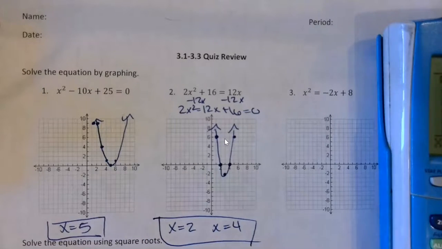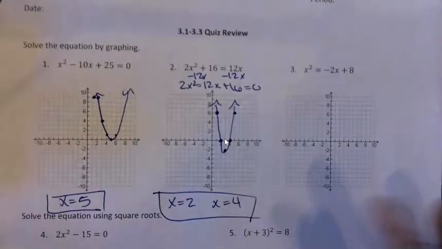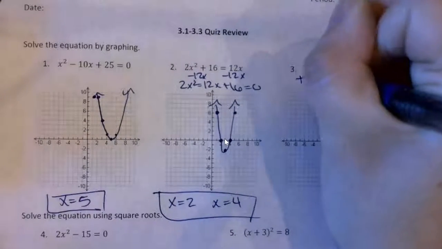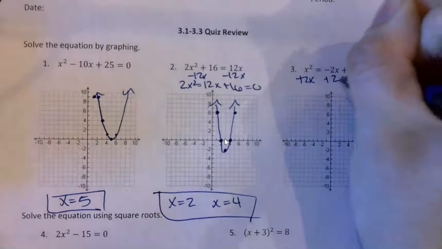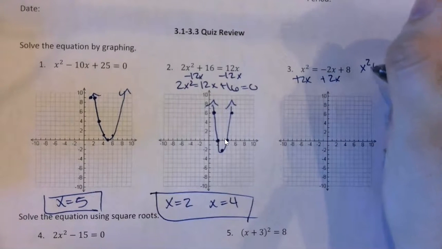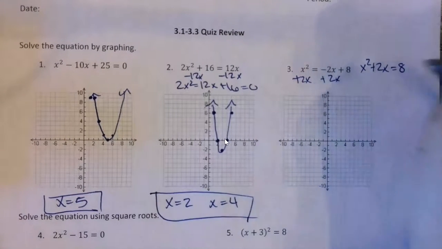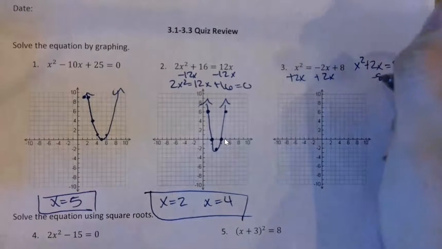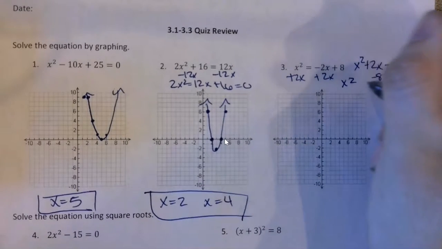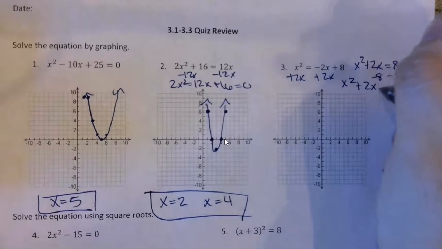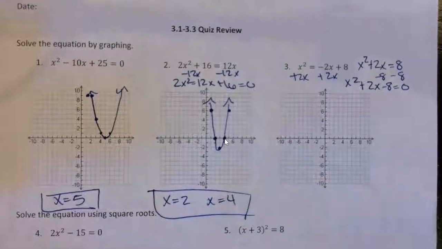Okay. Same thing for number 3. I want to start off by getting equal to 0. I'm going to add 2x to both sides. I get x squared plus 2x equals 8. Then I want to subtract 8 on both sides. And I get x squared plus 2x minus 8 equals 0.